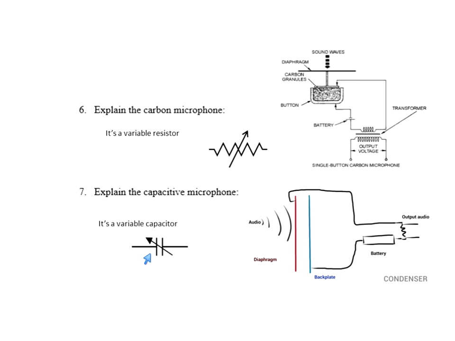You'll probably see one of these two on the test. A carbon microphone works like a variable resistor. It varies its resistance according to the sound that hits it. A capacitive microphone varies its capacitance according to the sound that hits it, and so it's a variable capacitor in design. Again, this is the schematic of a variable cap, not of a capacitive microphone.